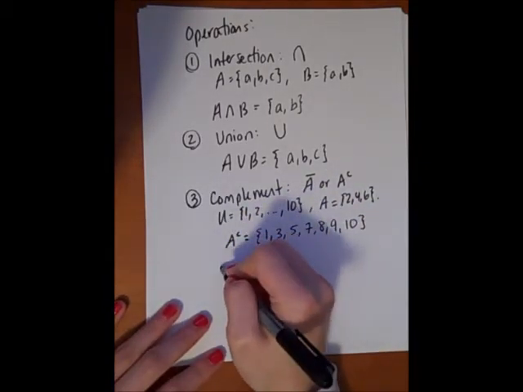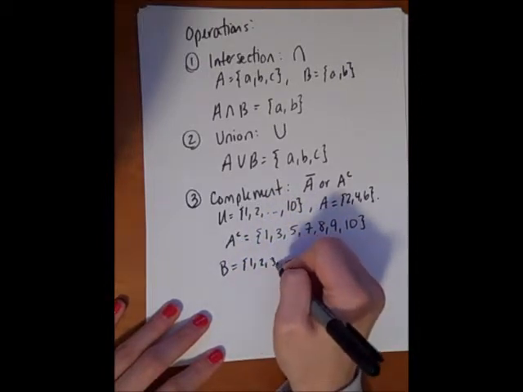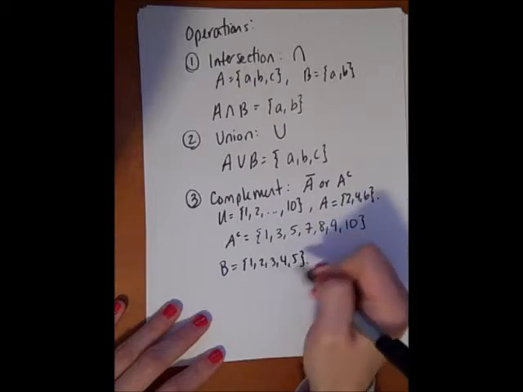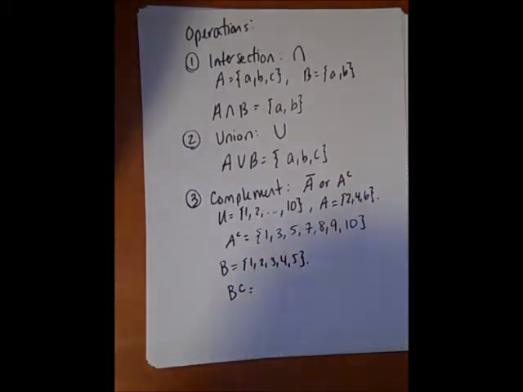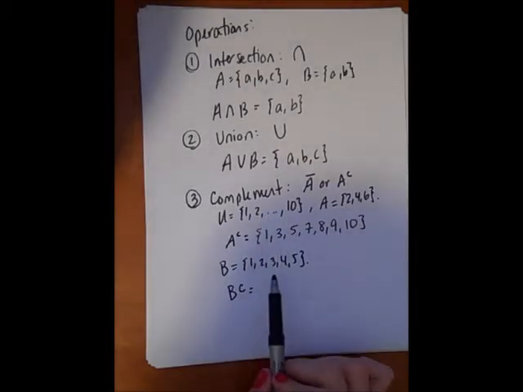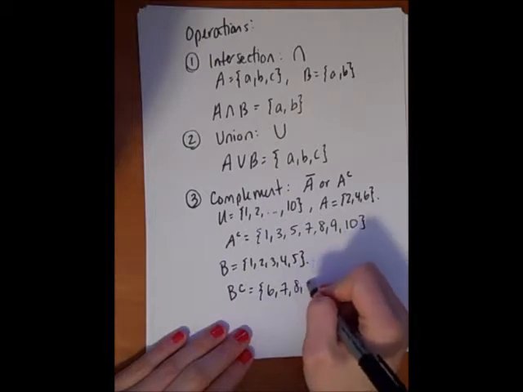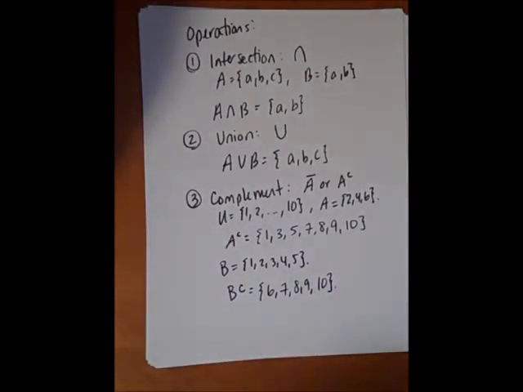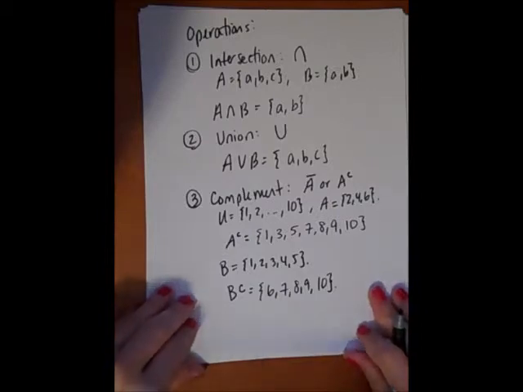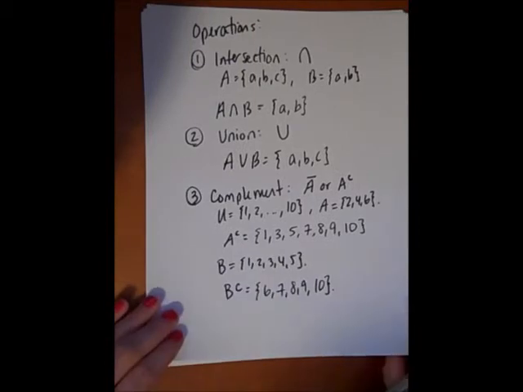Let's use the same universal set, but now let's look at B, the numbers 1 through 5. What is B complement? Well, B complement is going to be everything that's in my universal set but not in B. So this would be the set 6, 7, 8, 9, and 10. So that's how you do the complement. So it's everything in your universal set that's not in the set you're looking at. So B complement, everything that's not in B. A complement, everything that's not in A.